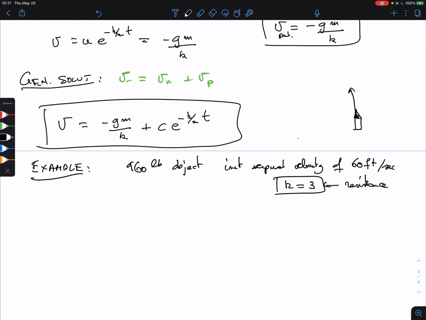So we have this object. This is 960 pounds. And we're going to have to move this. It has an initial velocity, what did I say, 60 feet? So the velocity here is 60 feet per second. I'm not going to write the units. I'm just going to trust that all the units are matching. Okay?